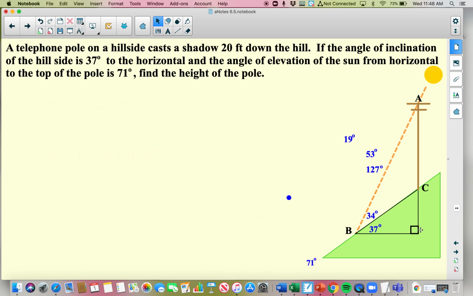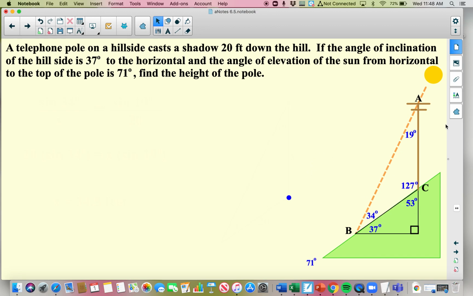Otherwise, if I know this is a 90-degree angle and this is 37, then this angle needs to be 53, because these have to add up to 180. And this 53 and this angle are supplementary, so 53 plus 127 equals 180. Then in this triangle off the hillside, 34 plus 127 plus 19 makes 180. So you can fill in everything, though you may not need to do that much. I'm just making sure you see everything.